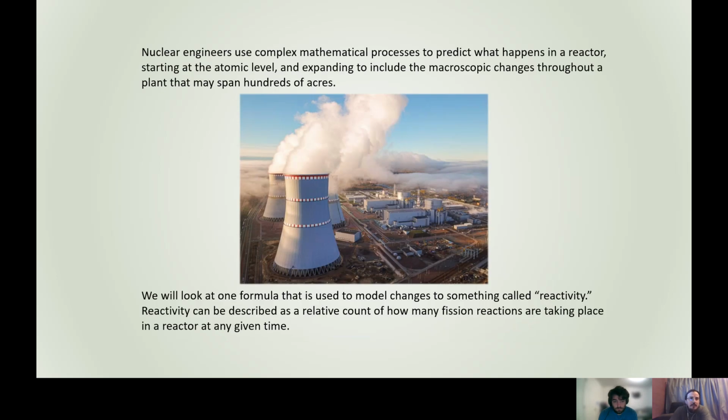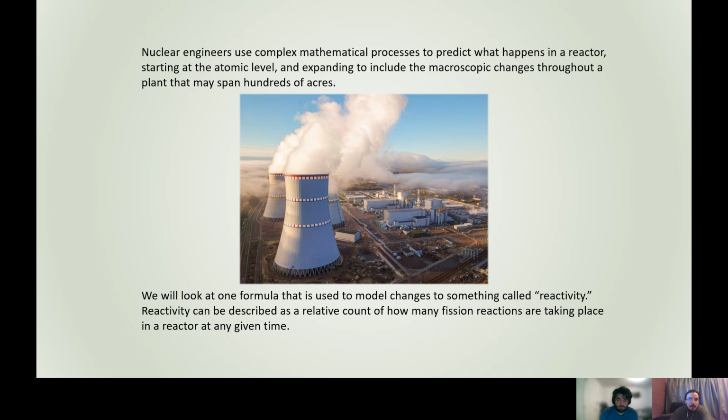Nuclear engineers use complex mathematical processes to predict what happens in a reactor, starting at the atomic level, as we've kind of just seen in the previous image, but expanding all the way to include the macroscopic changes throughout a plant that may span hundreds of acres. Some of these plants are absolutely huge, and there is a lot of math involved in putting together all of the different things that change as we produce power.